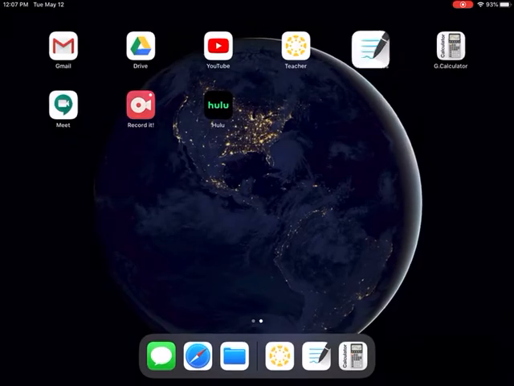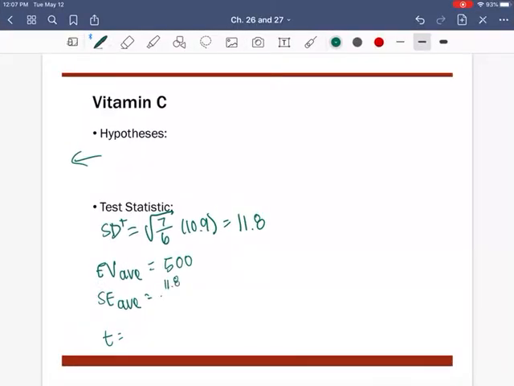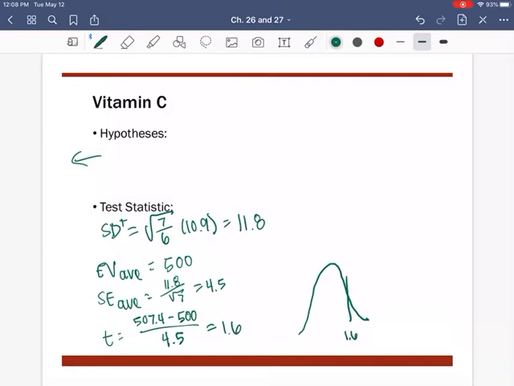Standard error is the standard deviation divided by the square root of the number of draws. That gives 4.5. Okay, we got 507.4. We expected to get 500. The standard error is 4.5. So 1.6 standard errors from the average.